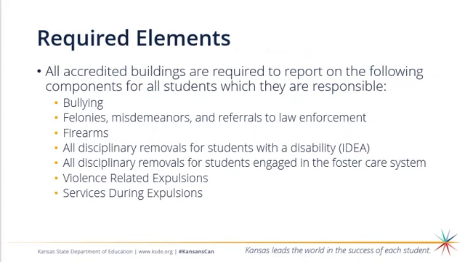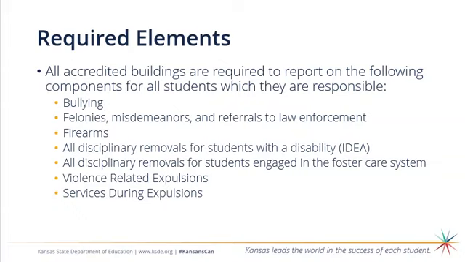Discipline data collection requires specific elements. All accredited school buildings are required to report on the following components for students which they are responsible: bullying, felonies, misdemeanors, and referrals to law enforcement, firearms, all disciplinary removals for students with a disability, all disciplinary removals for students engaged with the foster care system, violence-related expulsion, and services during expulsions.